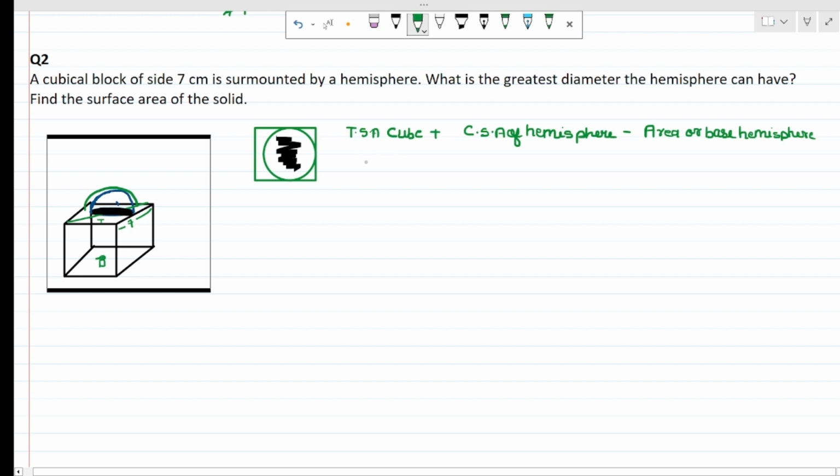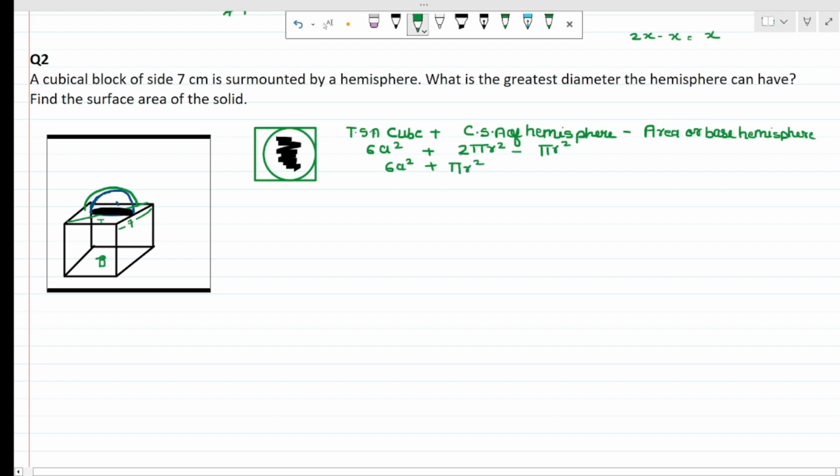Now the total surface area of the cube is 6a square, plus the curved surface area of the hemisphere, which is 2 pi r square, minus the base of the hemisphere, that means the area of a circle, pi r square. Now, as you know, 2x minus x gives you x. In the same way, 2 pi r square minus pi r square leaves you with pi r square. So your final formula will be 6a square plus pi r square.